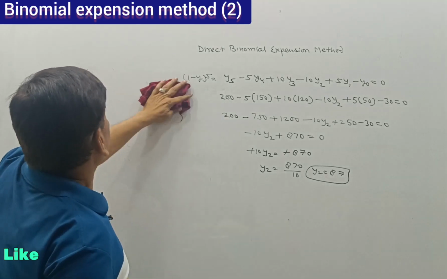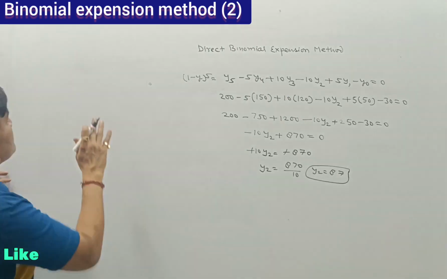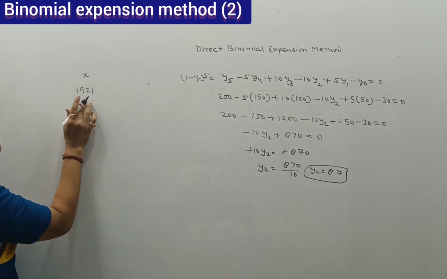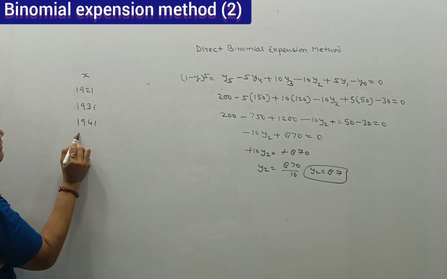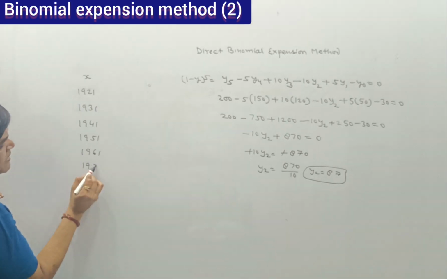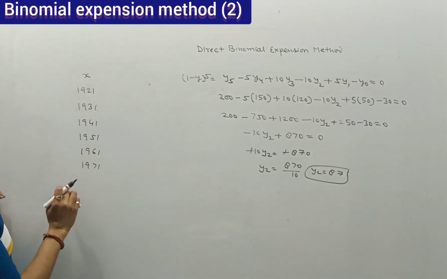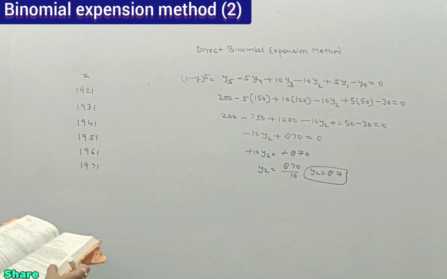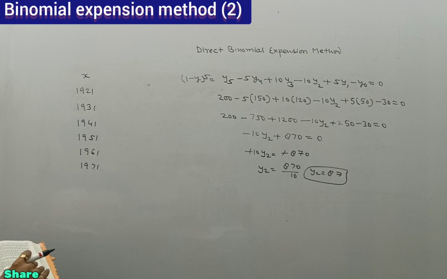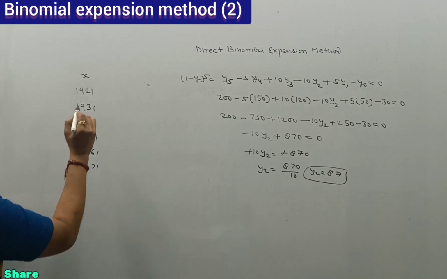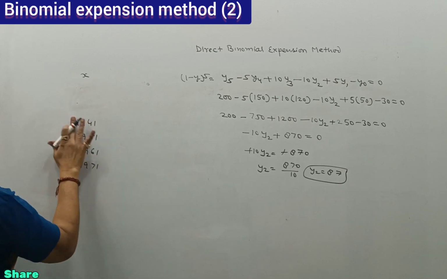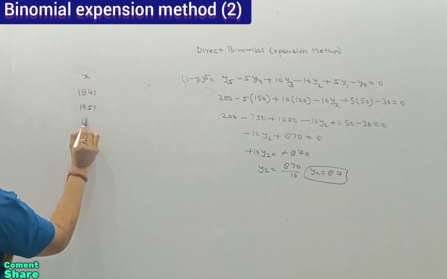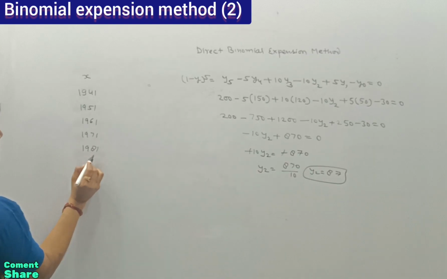Suppose our question is like this. The years are 1921, 1931, 1941, 1951, 1961, 1971, that is six values, and population data is given. I may have the real data for the population. I am writing the original data: 1941 data available, 1951, 1961, 1971, 1981, 1991.